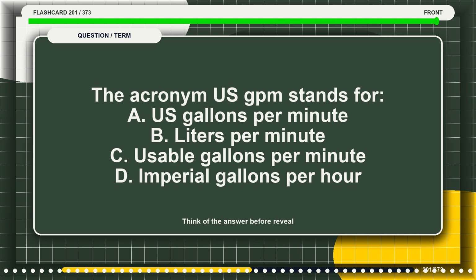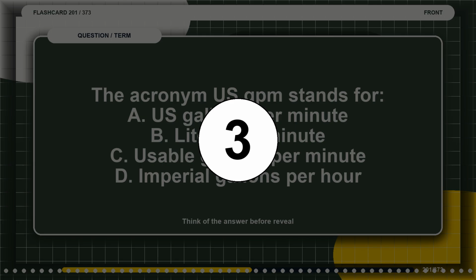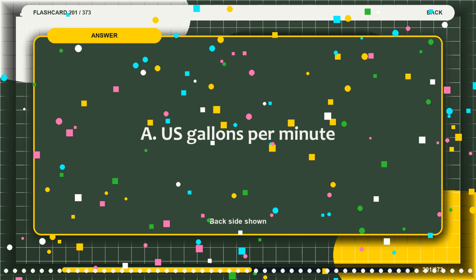Flashcard 201. The acronym USGPM stands for A. US gallons per minute. B. Liters per minute. C. Usable gallons per minute. D. Imperial gallons per hour. Think of the answer before the reveal. The answer is A. US gallons per minute.